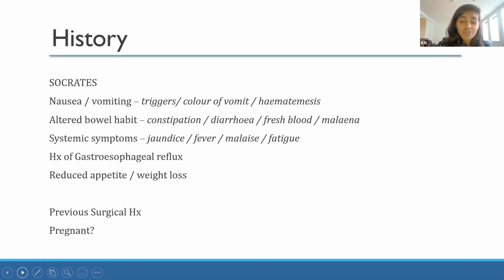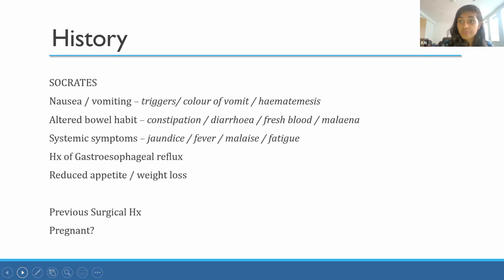Just the site alone, knowing the S of SOCRATES, gives you an idea of what you want to be considering. And we'll run through that in the next slides. And then you want to look through onset, character, radiation, all of that stuff. And then you want to move on to a couple of specific abdominal symptoms. So nausea and vomiting.